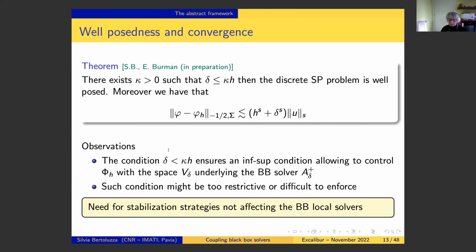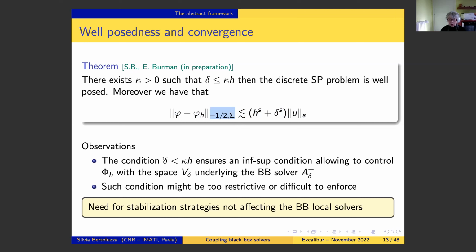If I have all these assumptions, then it is possible to prove that there exists a constant, depending on the constants in the assumptions, such that if delta, which is the degree of approximation, let's call it the mesh size, even if we are in an abstract framework, so we do not necessarily have a mesh underlying this approximation, is less or equal than k times the mesh size for the multiplier, then my discrete Steklov-Poincare problem is well posed, and we have this kind of error estimate where, once again, another misprint here, it should be phi.